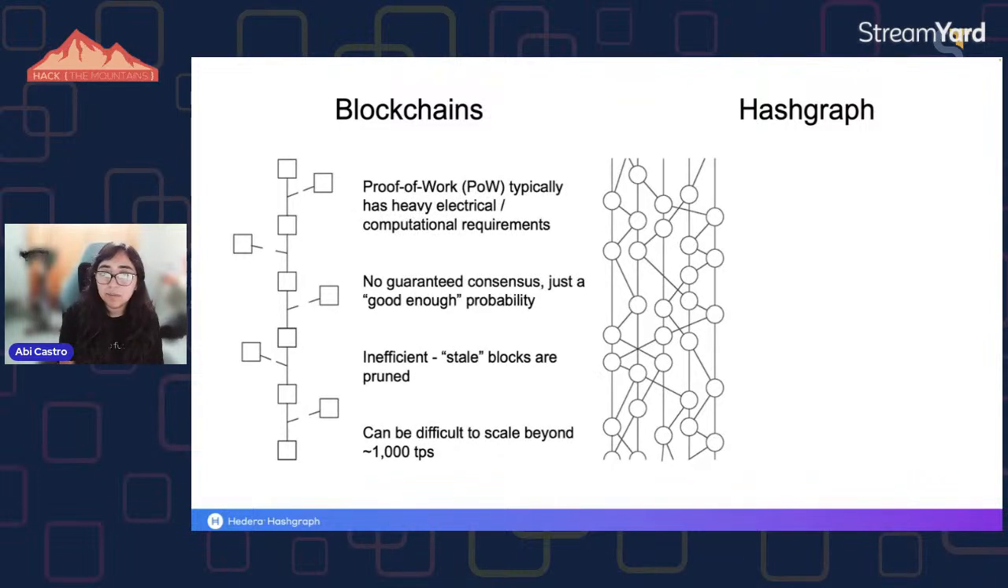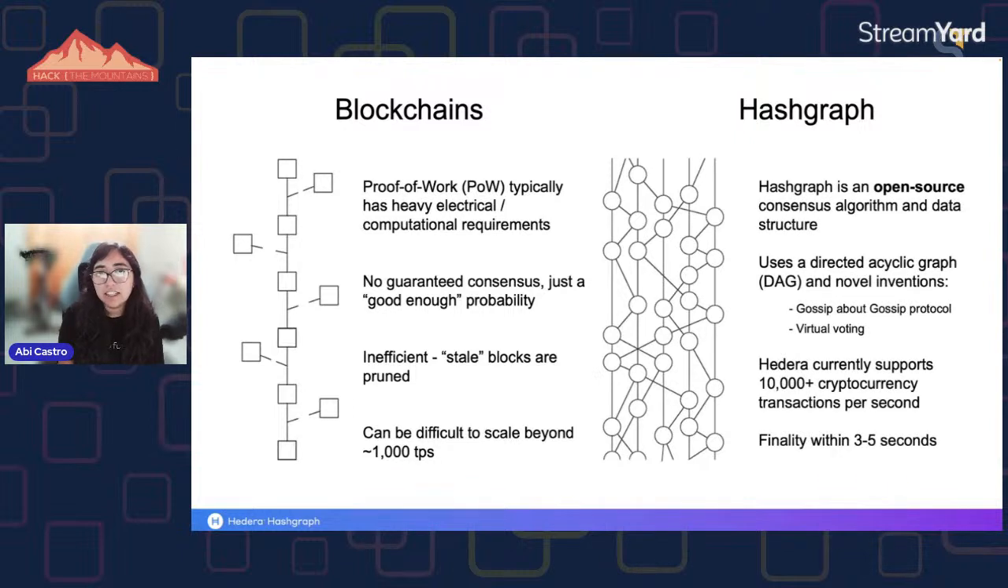Bringing our attention to blockchains, what we know is that they naturally result in high energy usage. They work off of a good enough probability and not a guaranteed consensus, and are to some degree inefficient due to having to prune stale blocks, on top of being slow, but for security reasons.